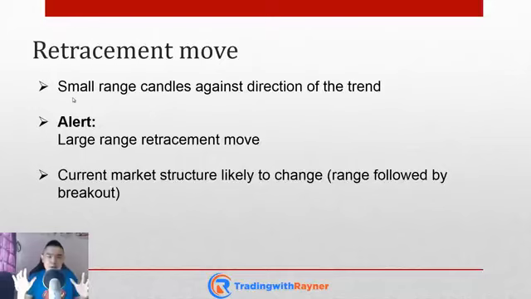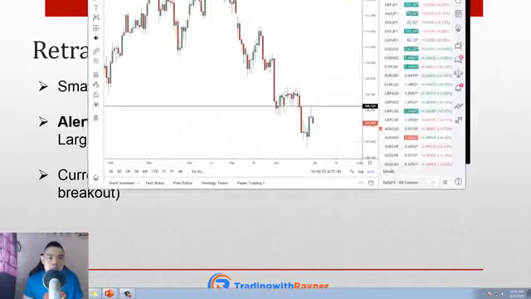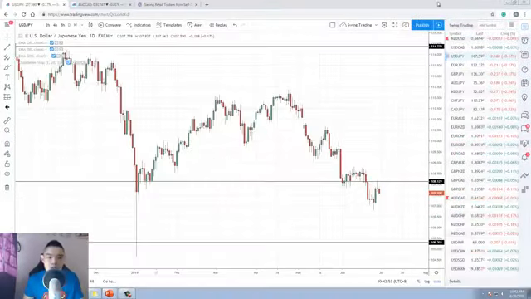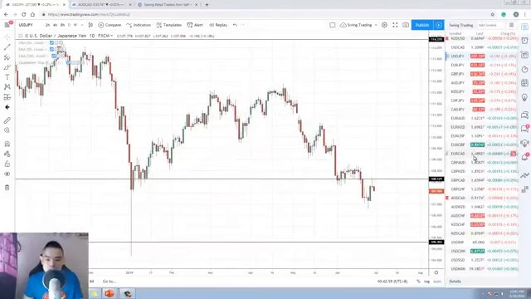I'll share with you some examples later on, but for now, I want you to pay attention. Whenever you look at the charts and you notice that the retracement move has a large range candle, that is a signal to you that the market is about to undergo some major changes. Usually the current market structure is likely to change after a large range retracement move. What usually follows is that the market will go into a range followed by a breakout. Confusing? Don't worry. Let me walk you through a few examples and you'll see my point. For now, let's have a look at the retracement move.